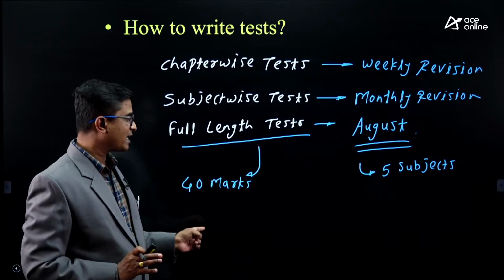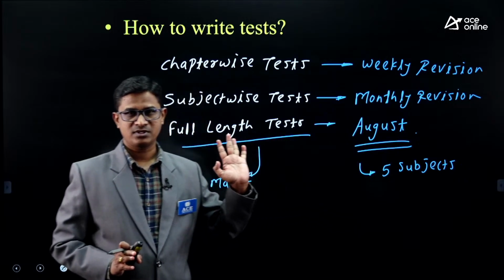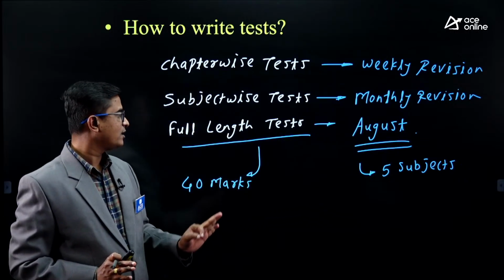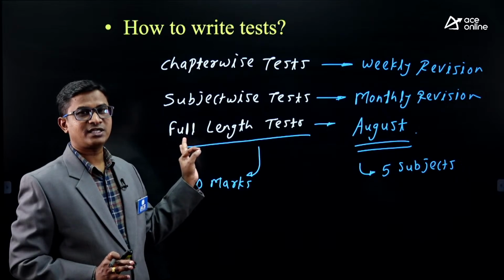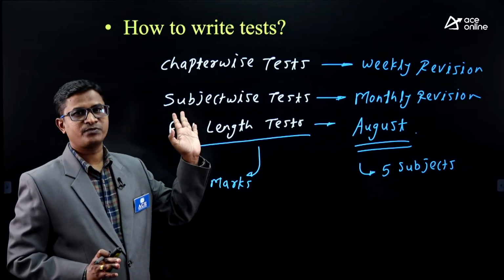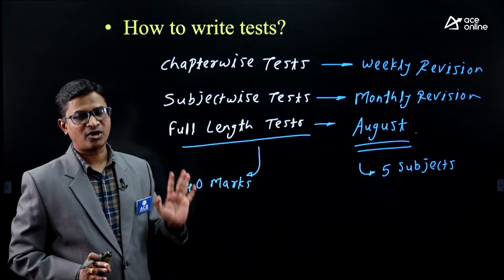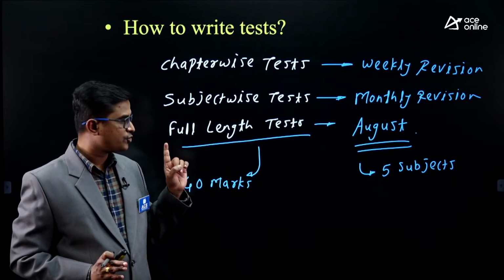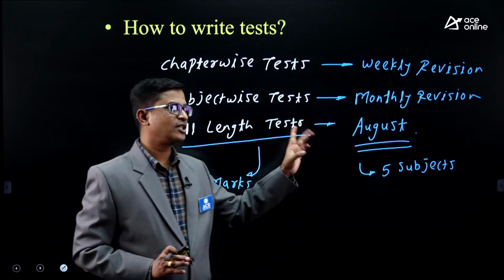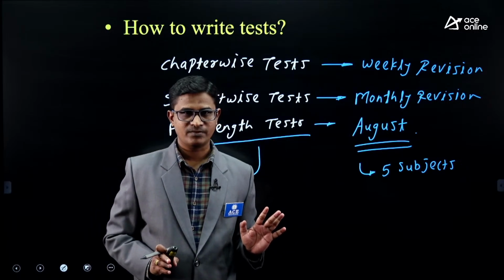Okay, these 40 marks are related to these 5 subjects, right? But please, I am again repeating, don't go for the full length test at the end of the syllabus. It is very difficult to get command on the full length test at that time. So you should start the full length test in the month of August. Are you getting the point?